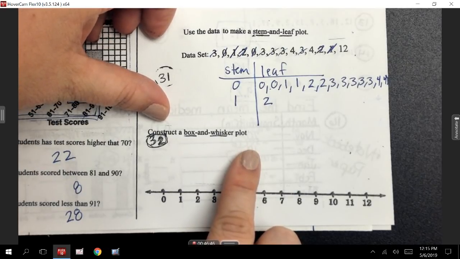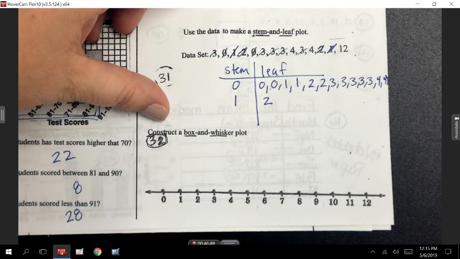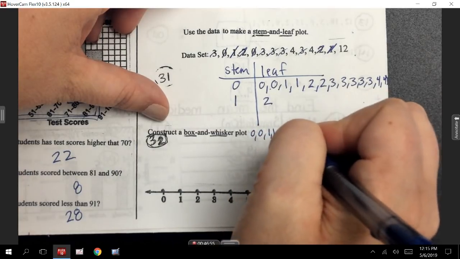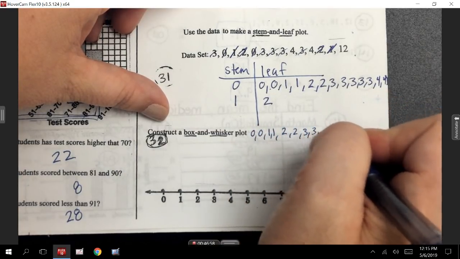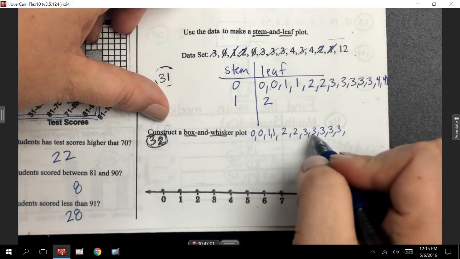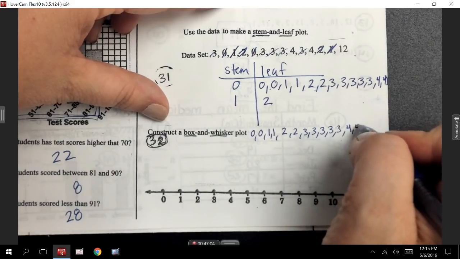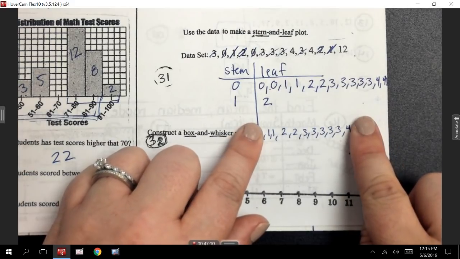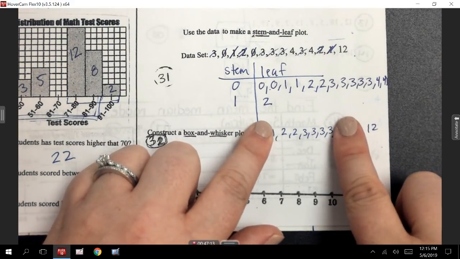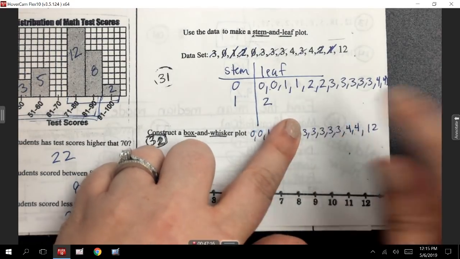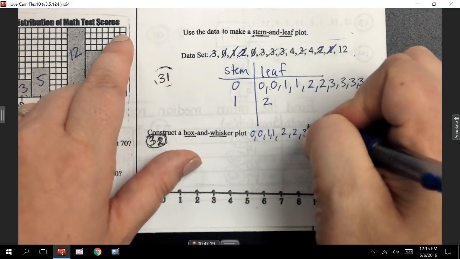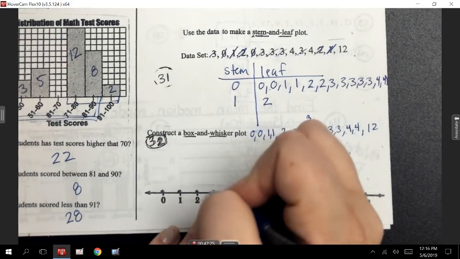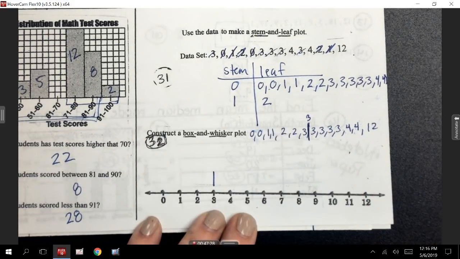For my box, remember we need the median, the LQ, and the UQ, right? So we have 0, 0, 1, 1, 2, 2, 3, 3, 3, 3, 3, 4, 4, and then 12. So I'm going to work my way to the inside to find my median, covering one up at a time. Very carefully covering up one at a time. I end up right there in the middle. What number would be my median? If it's 3 and 3, 3 is the only thing in the middle. So above 3, I'm going to put a bar because that's the middle of my box.